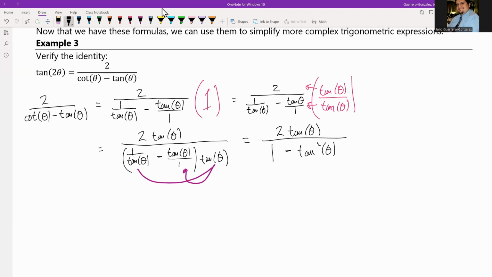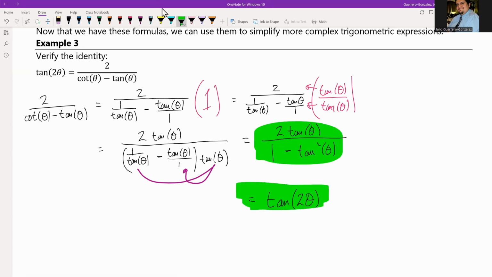And if you can recognize this already, this is already tangent of 2 theta. This was our identity. This is equal to this. So that's what we needed to get it equal to. So done. We are donezos. That's it.